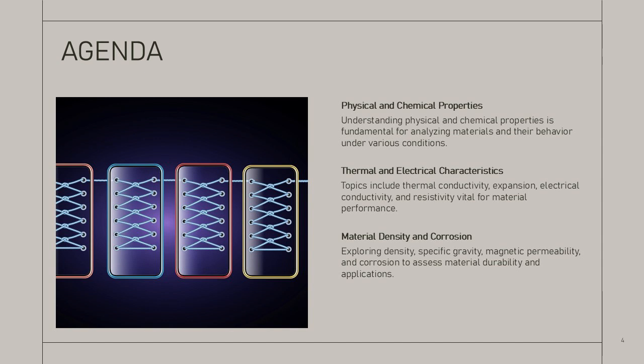density; Number 4, specific gravity; Number 5, thermal conductivity; Number 6, thermal expansion; Number 7, electrical conductivity and resistivity; Number 8, magnetic permeability; Number 9, corrosion. Additional slides will address applications, testing standards, and key takeaways. Each topic includes diagrams and speaker notes to facilitate understanding.